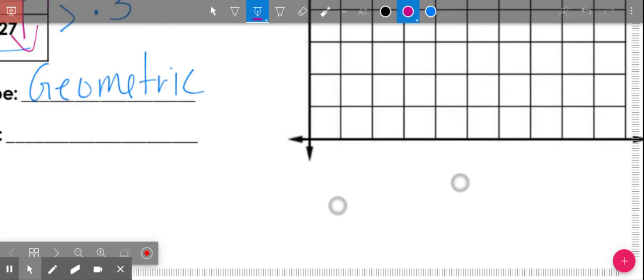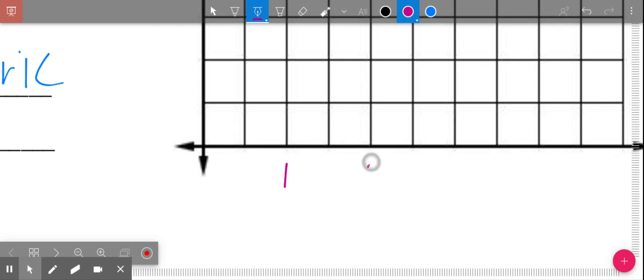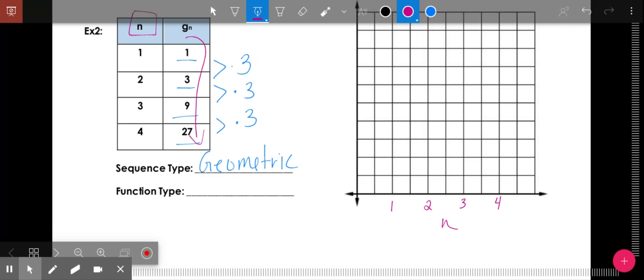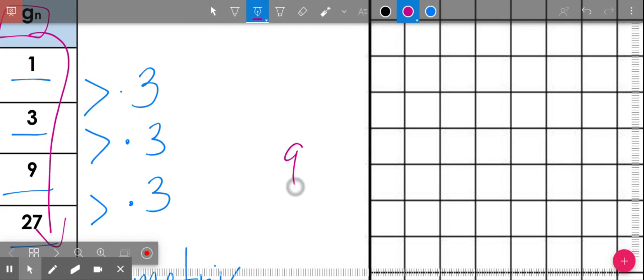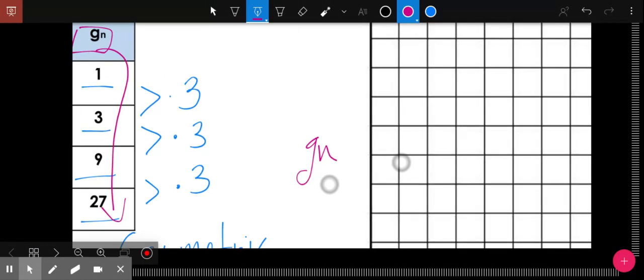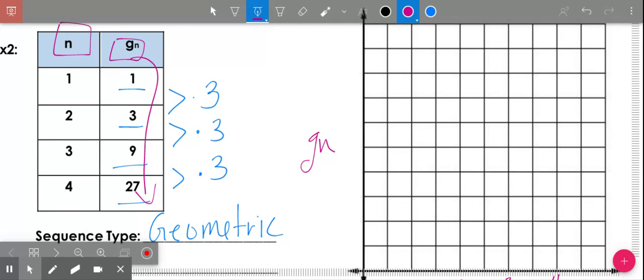x-axis. So it's just going to be 1, 2, 3, 4, and we better label. And then our second column always goes on the y-axis. So that's going to be G sub n. Not Q, G. Now my pattern was 3, so I'm going to go up by 3s.